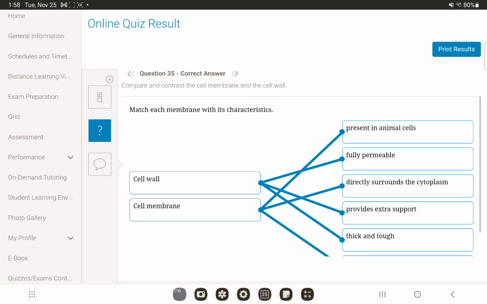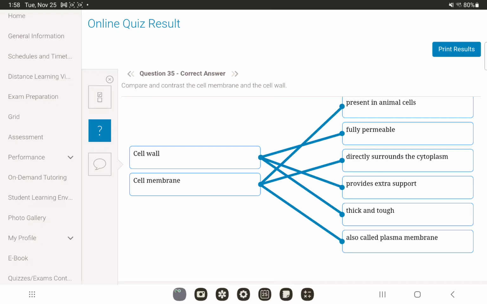Now, cell walls are fully permeable, provide extra support, and they're thick and tough. While cell membranes are present in many cells, in this specific question they're saying it's present in animal cells. It is directly surrounding the cytoplasm, and they are also called plasma membranes.